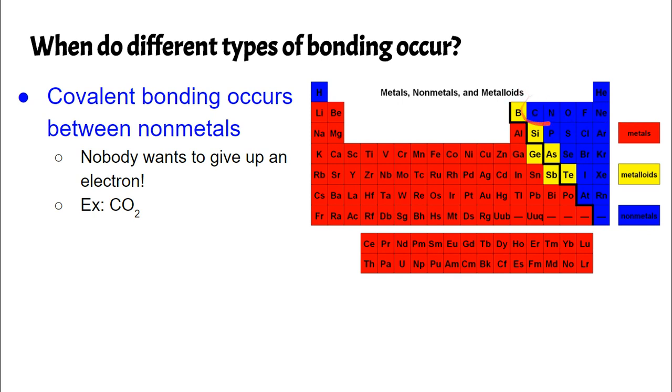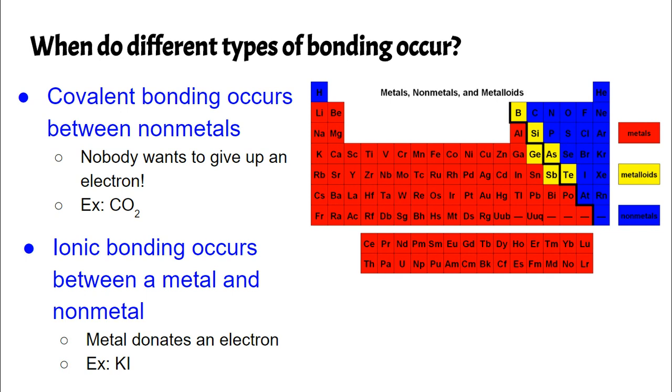We have carbon over here, oxygen over here. We see that they're both blue nonmetals, so they are going to share electrons because they both hold tightly to electrons. On the other hand, ionic bonding is going to occur between a metal and a nonmetal. So the metal in this pair is going to donate an electron to the nonmetal, right? Metals give up electrons freely, they don't really care, while nonmetals are going to kind of be greedy for those electrons. An example of this is potassium iodide.